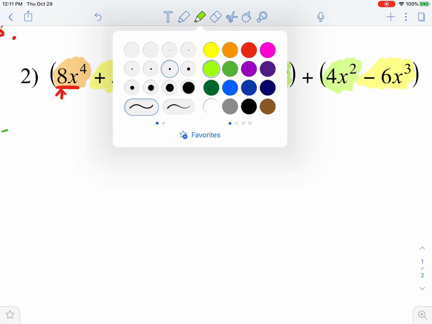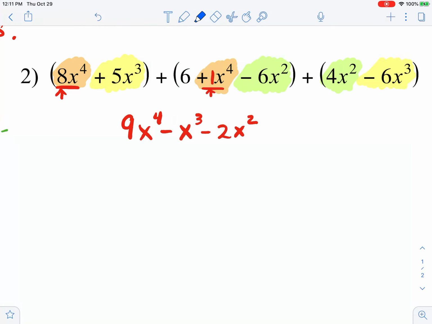Coming back to our problem here, there is one more term. You notice that it's not highlighted. See that right here? Plus 6, positive 6. So there's nothing to combine that with. We are just going to stick that on at the end by itself.